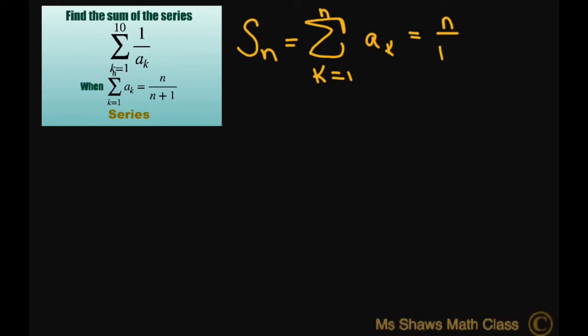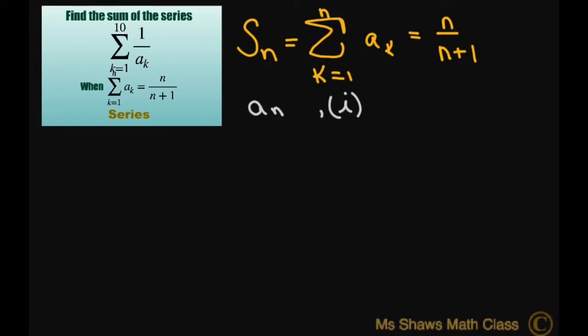And we're going to look at two cases. So when we have our s sub n equals our sum from k equals 1 to n of a sub k, that equals n divided by n plus 1. So therefore, if we're going to look for a sub n, we're going to look for case 1, when we have two or more terms.